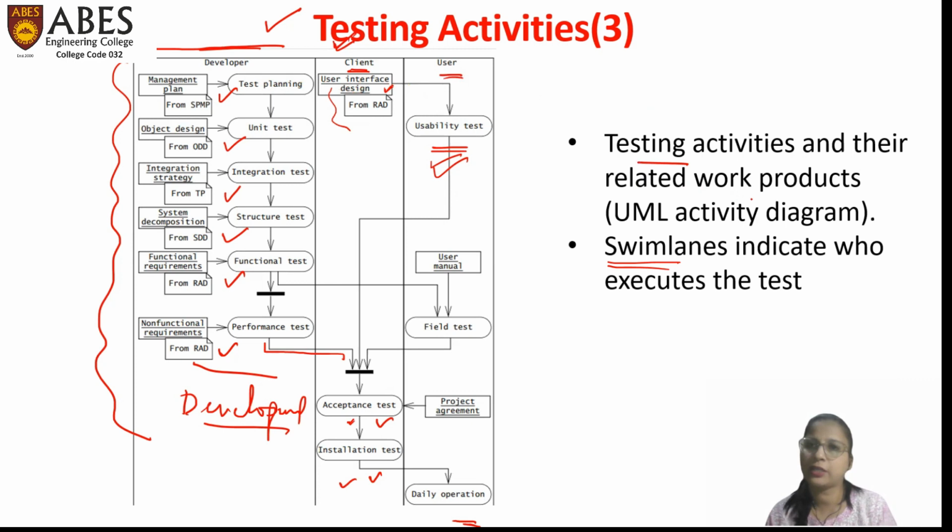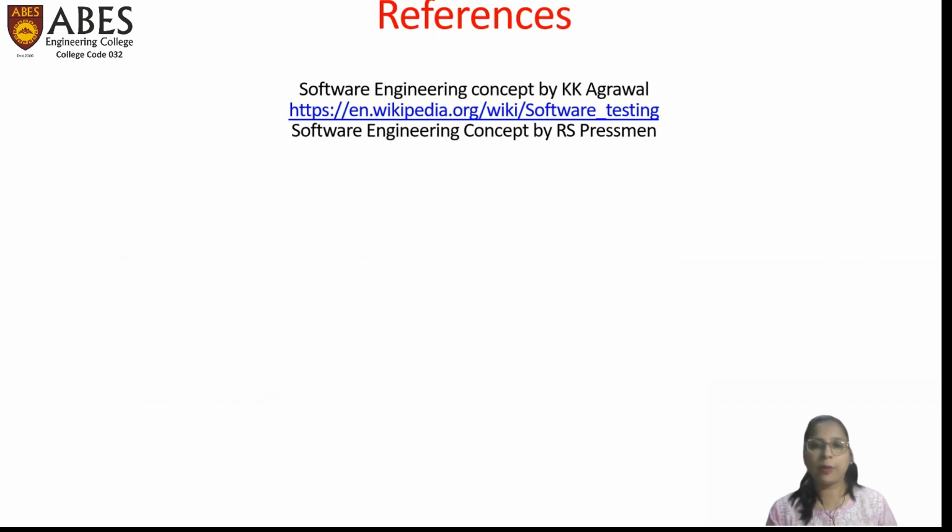In the testing activities and their related work products, UML activity diagrams and swim lanes indicate who executes the test, right? For the usability test, the user is involved. For the field test also, the user is involved, and for the acceptance and installation test, the client is involved. On the developer side, all sorts of test planning, unit test, integration test, structural test, functional test, and performance testing are done. So that will be all for today's session.